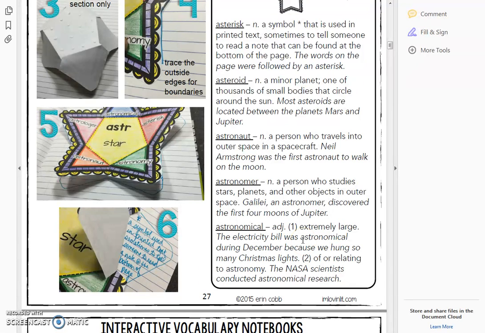Our final word for this week is astronomical. This is an adjective, and there are 2 different definitions. The first one means extremely large. Here's a sentence. The electricity bill was astronomical during December because we hung so many Christmas lights.